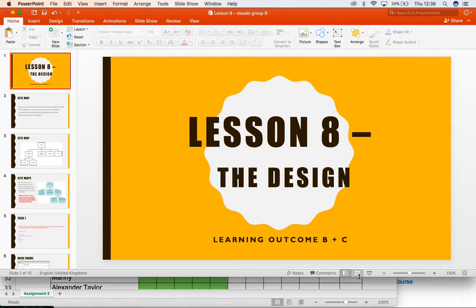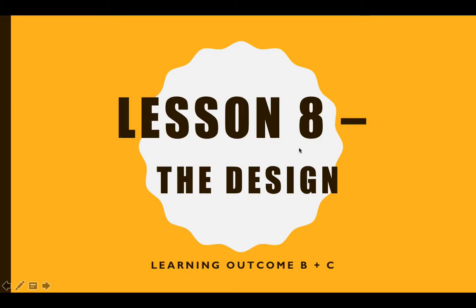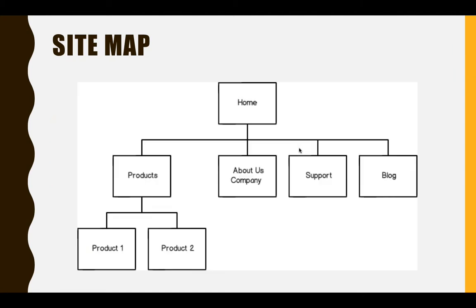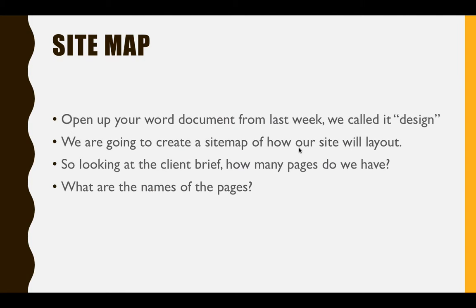The first thing you are going to make is a sitemap. Open up your Word document from last week, where all of your design things are being stored. A sitemap is how your site is going to be laid out, how it's all connected and how you navigate around it. We have 5 pages on the website and you need to connect them.